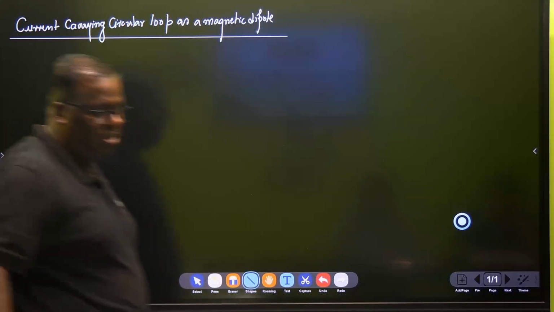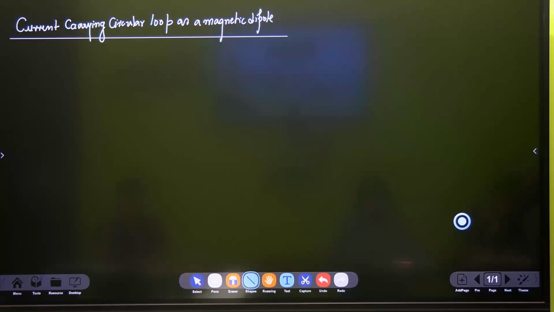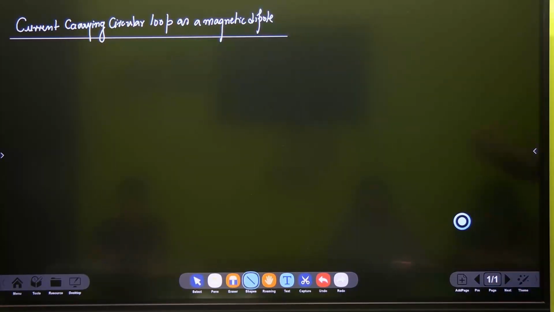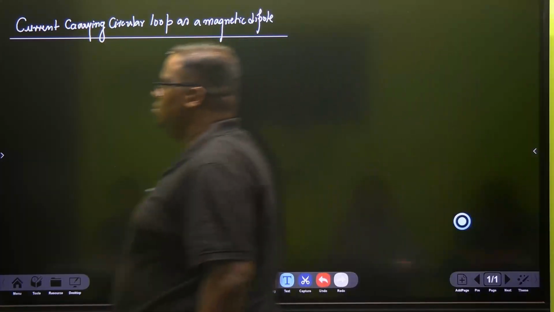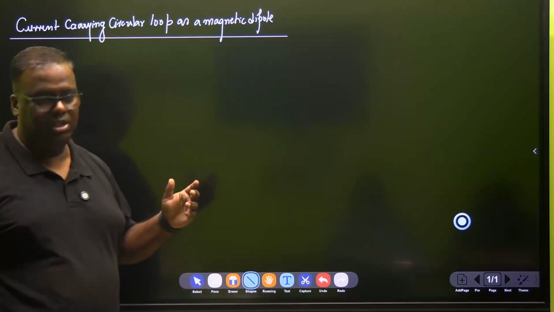And this is not something new that we are doing here. If you go to grade 10, you remember the CWS, clockwise south. So every loop has a south pole and a north pole. The same concept we will use here. So you can write down: current carrying circular loop as a magnetic dipole. Just write down the idea.